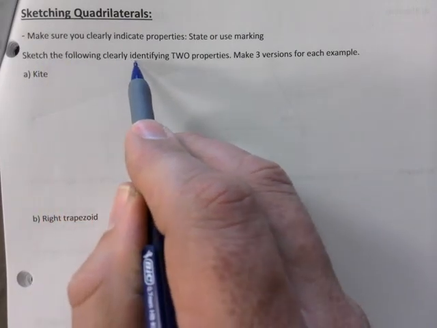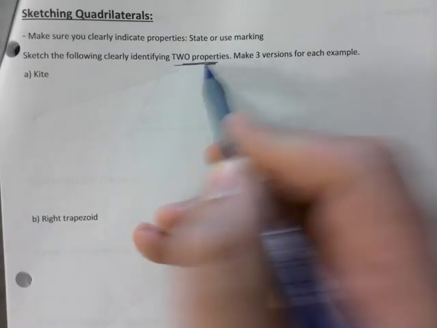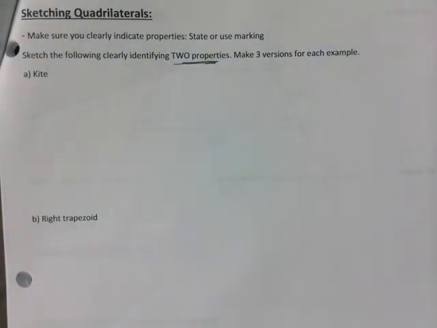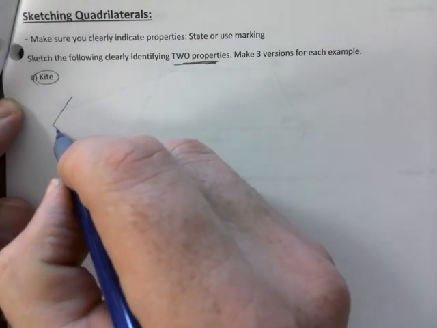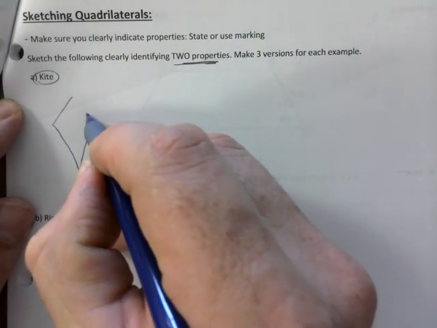Sketch the following, clearly identifying two properties. So you have to somehow, either within words or with markings, tell me two properties about the shape. Make 3 versions of each example just to get used to it. Kite. You look at your study sheet. I hope that you know what a kite looks like just by looking at your study sheet.